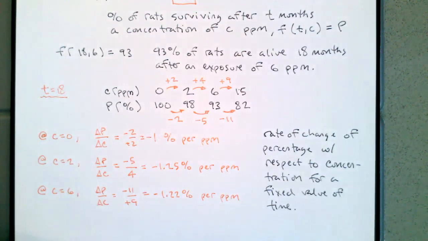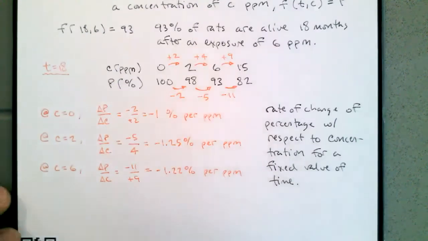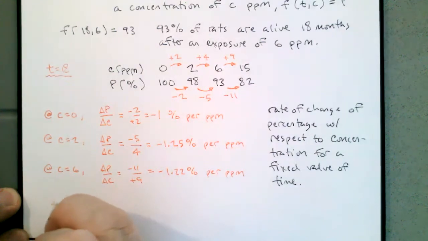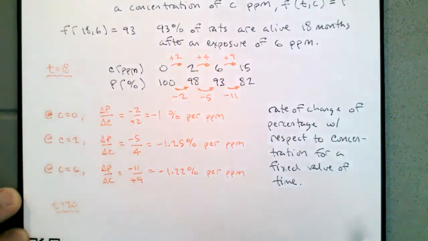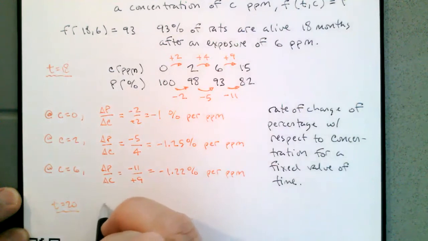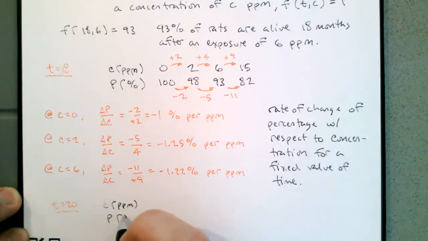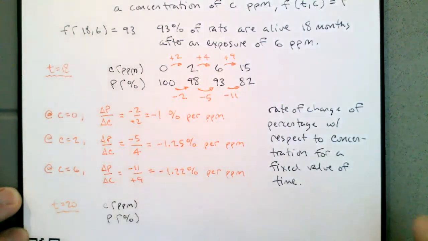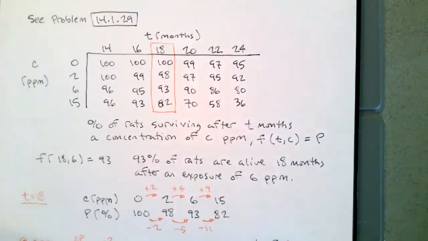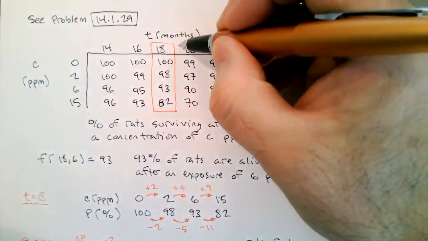If we shift over to a different column, we can look again at the rate of change of the percent with respect to concentration for another fixed value of time. So for, let's say, t equals 20, we'll have a different function. So when t is equal to 20, our function will have a c in parts per million and a p in percentage. But for t equals 20, we have a different set of values.